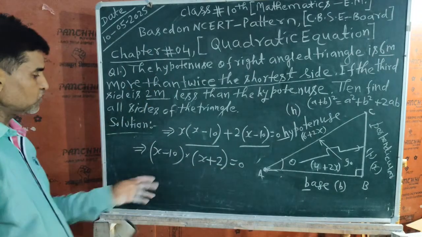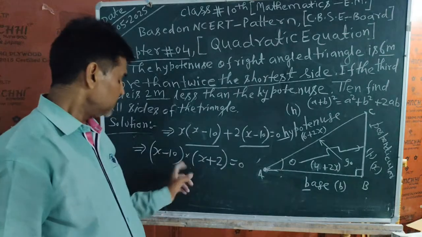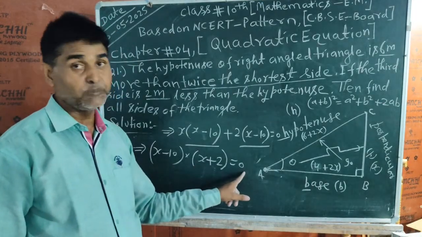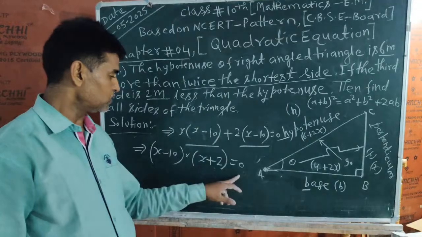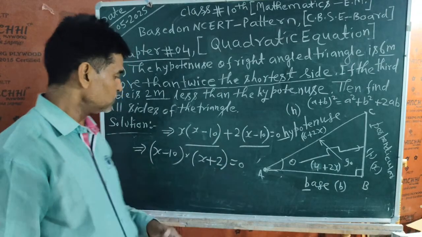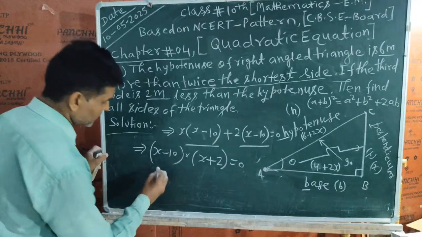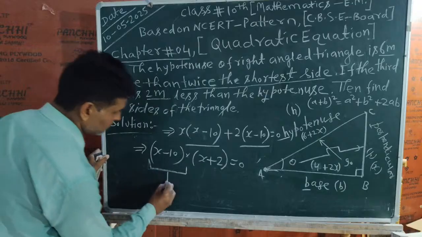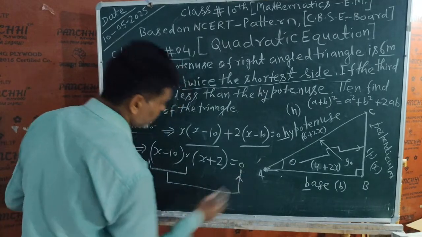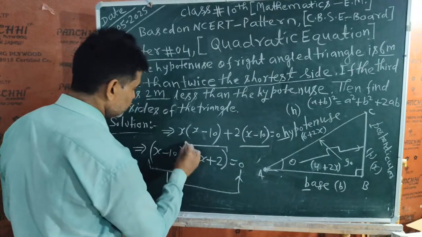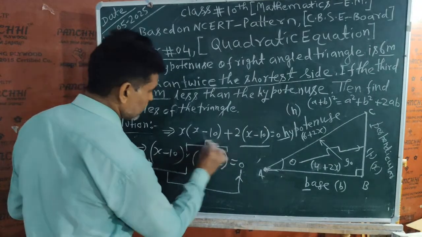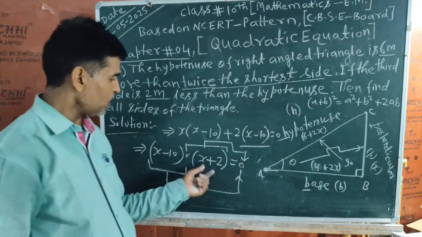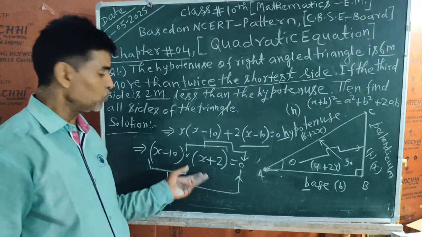It means that here the student has to concentrate on this point, because the multiplication of this and this is coming 0. It means that x minus 10 is equal to 0 or x plus 2 is equal to 0. So I can also write in this way: this term can be 0, or in other words this term can be 0. Either this term can be 0 or this term can be 0. The multiplication of both terms can be 0.